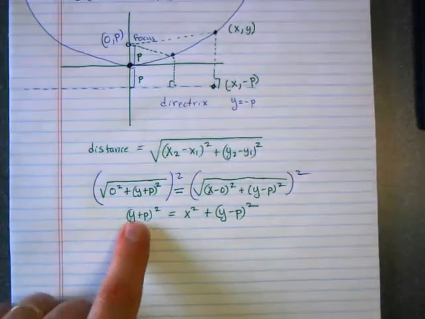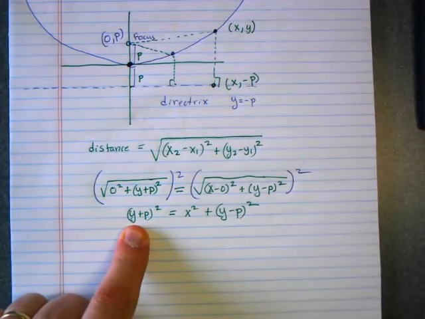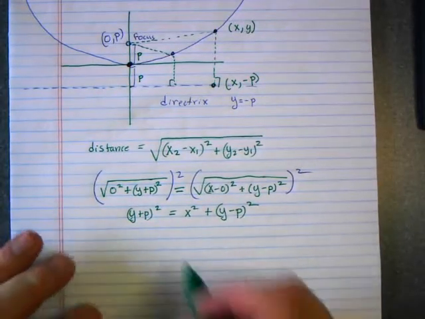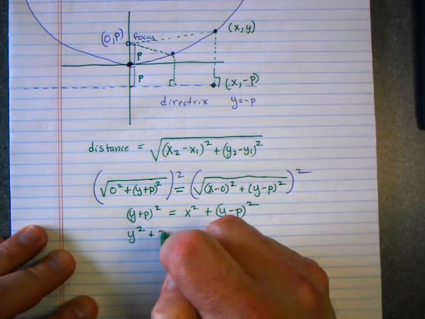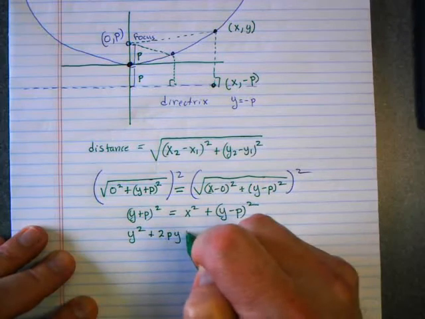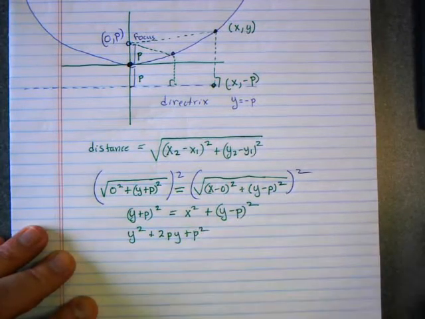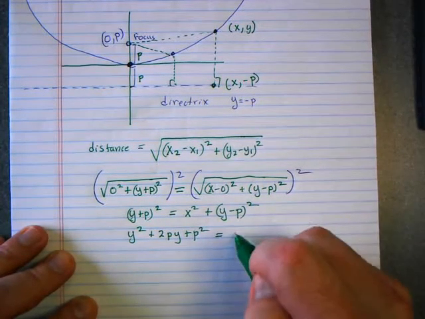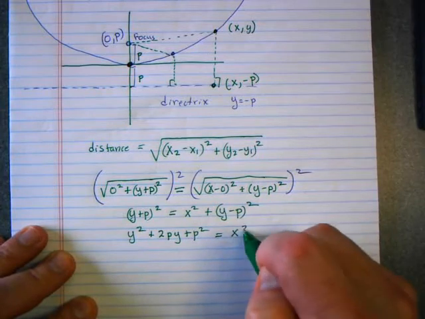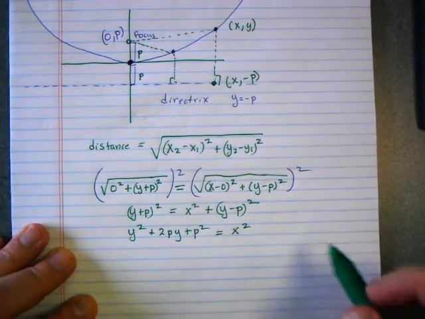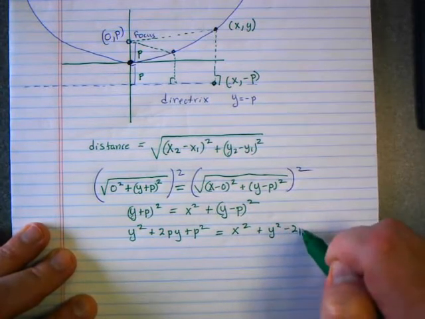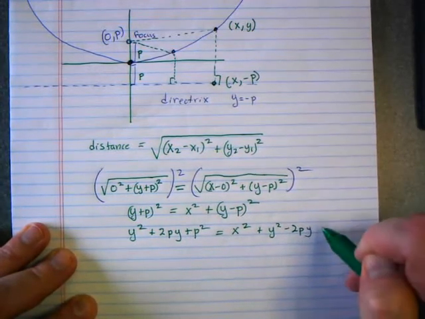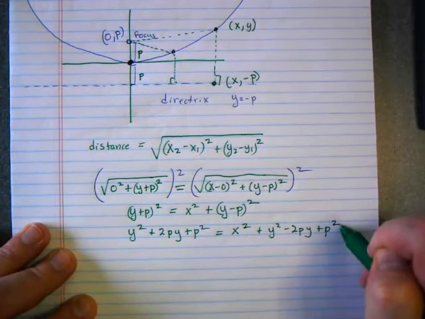On the left, I'm going to take this and just expand it. So if I multiply that out, I get y squared plus 2py plus p squared equals, and I'm going to do the same thing on the right hand side. I've got the x squared, and then I'm going to expand this. That would be y squared minus 2py plus p squared.